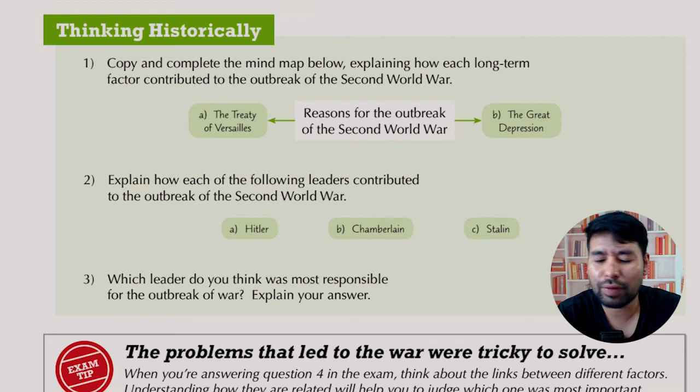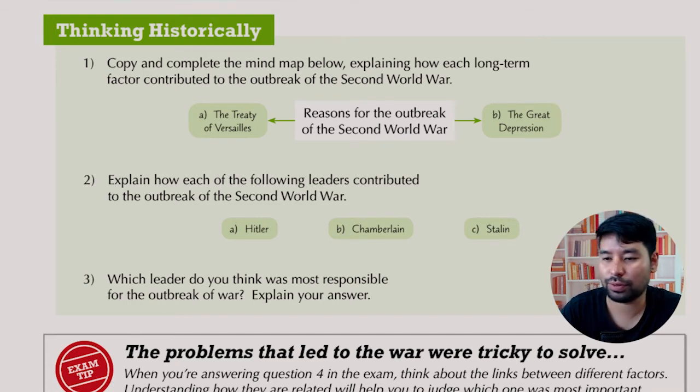And B, the Great Depression, right? We have read that. We had just 2 purple boxes explaining and giving details about that. So go back there, check it out, yeah. And what we need to put in our mind map: reasons for the outbreak of the Second World War. Not a big deal, right?